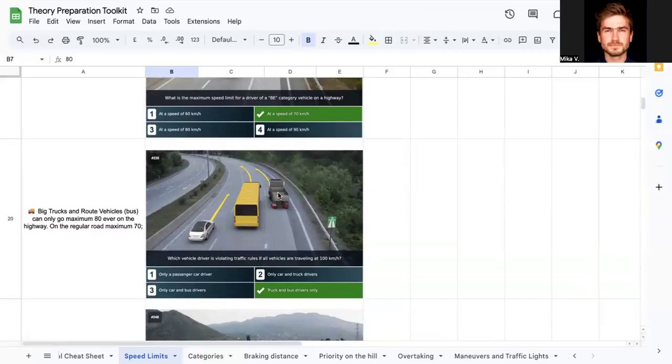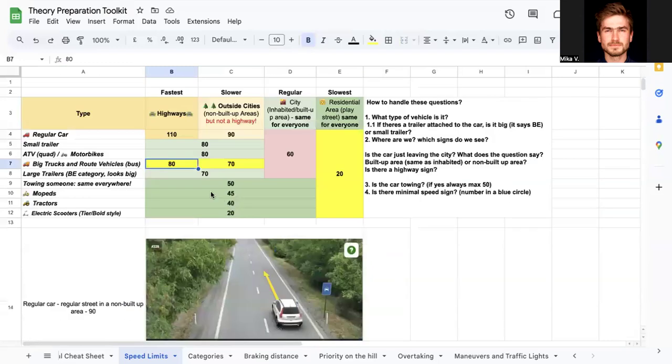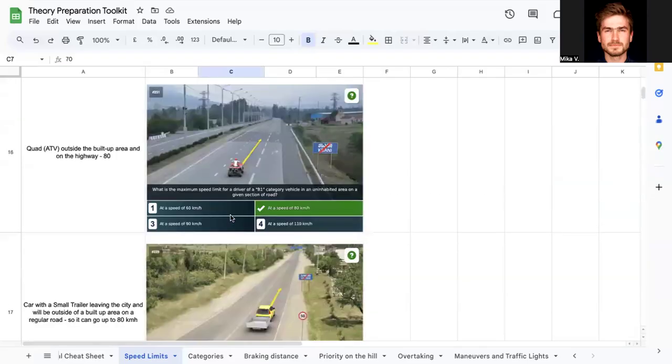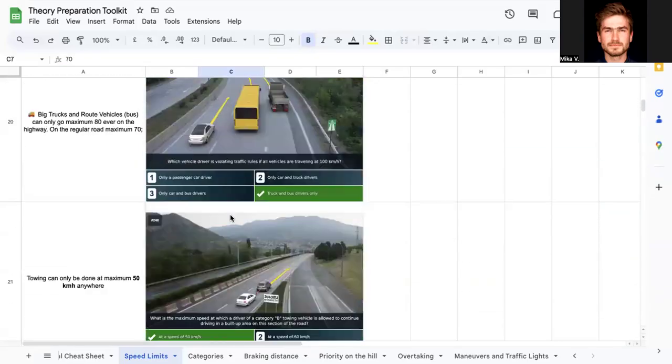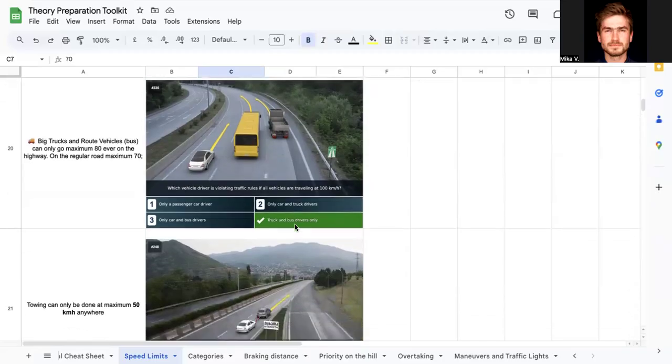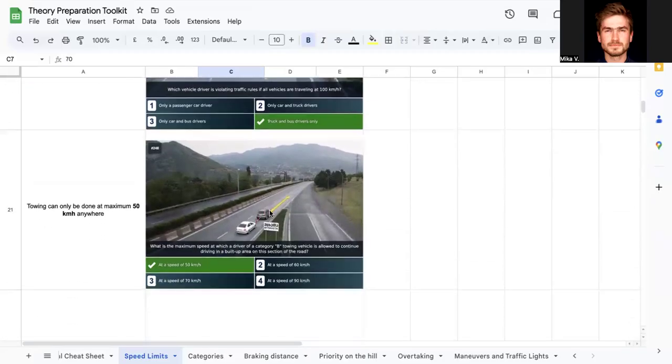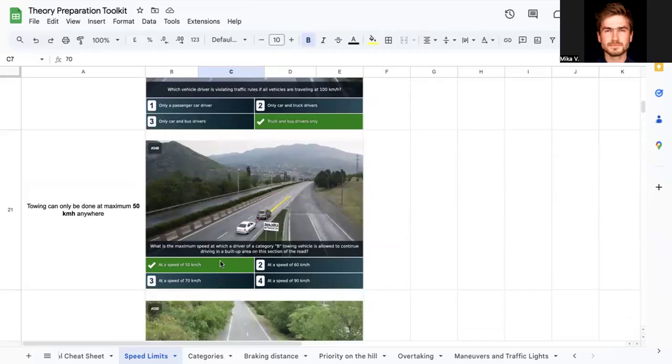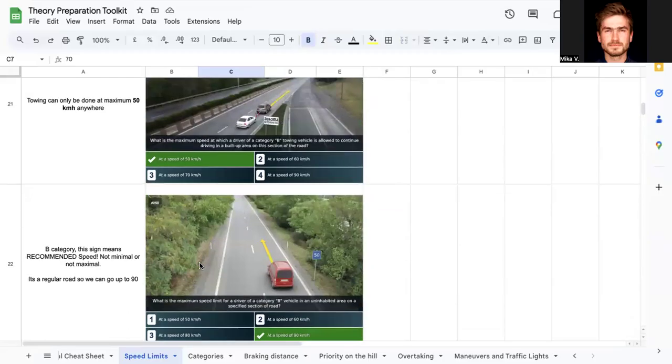The bus and the truck can go up to 80 on a highway and 70 on a regular road, right? So that's why. Here, let's see, 80 highway, 70 regular road. Here it's a highway situation. That's why they gotta stay within the 80 kilometers limit. Okay, here we have someone towing. It's not a highway, so it's fine, and they can go max 50 kilometers.